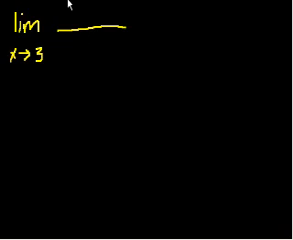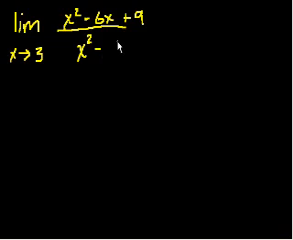Let's do some more limit examples. So let's get another problem. Let's say we had the limit as x approaches 3 of, let's say, x squared minus 6x plus 9 over x squared minus 9.